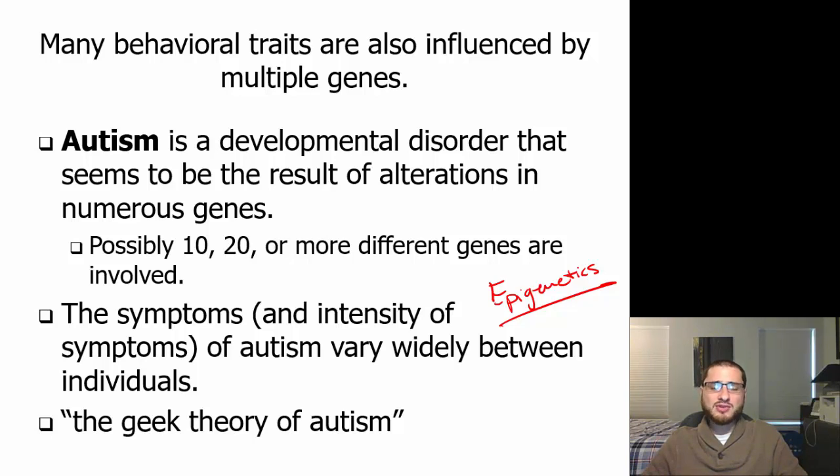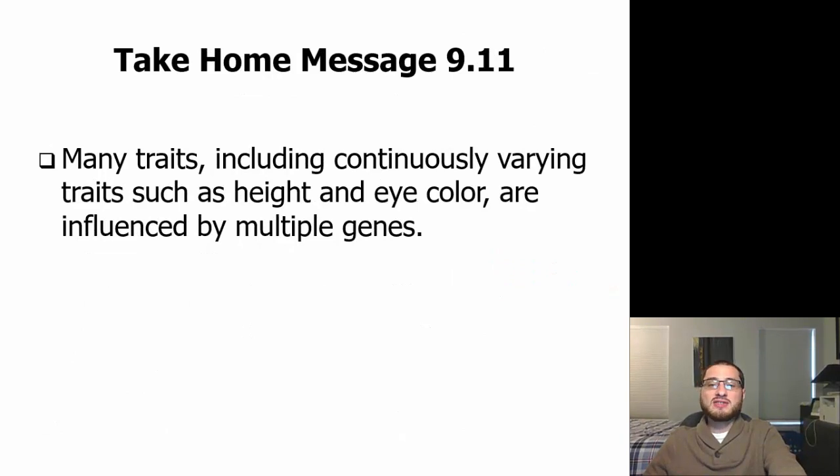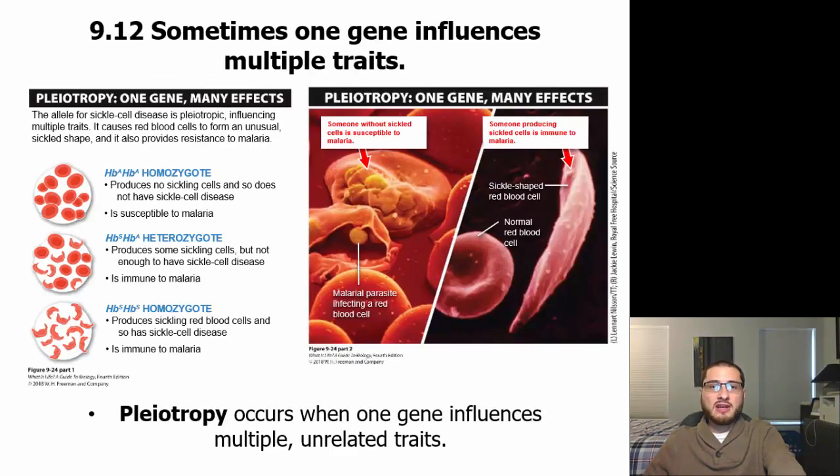And sometimes you'll hear this term, the geek theory of autism. So many traits, including continuously varying traits such as height, eye color, and skin color, are going to be influenced by multiple genes. Now, some are going to be just one gene, and it can actually influence multiple traits. So you see something like sickle cell anemia, it's just one gene. So you can have an allele for no sickle cell anemia or an allele for having sickle cell anemia.